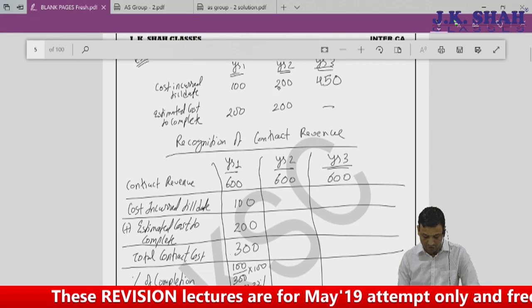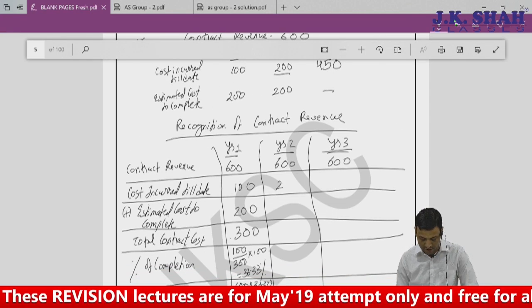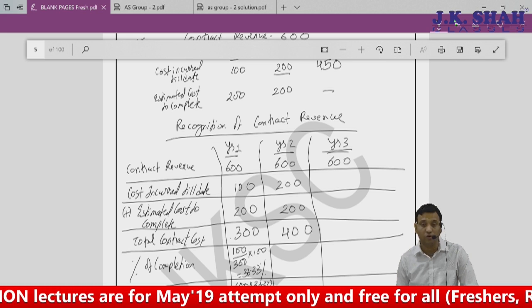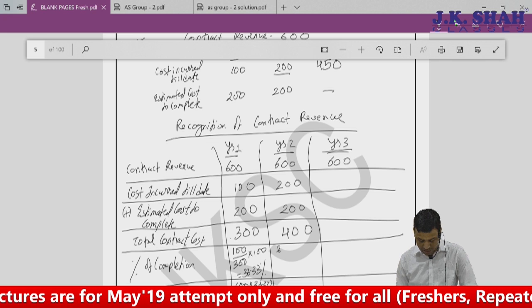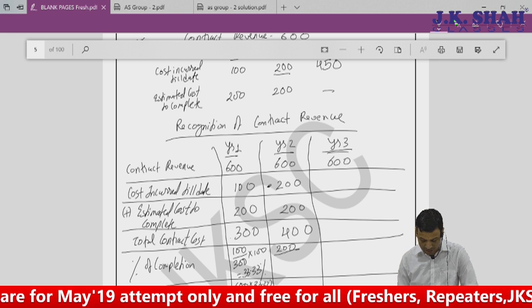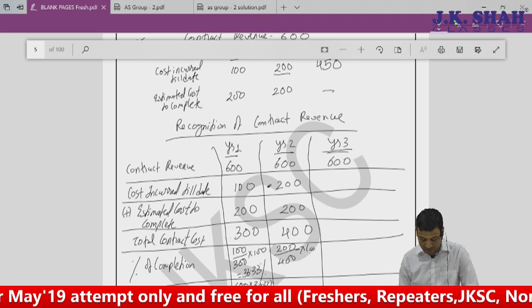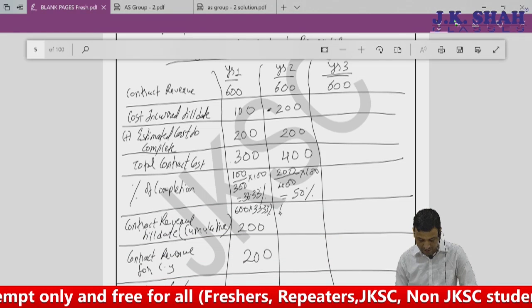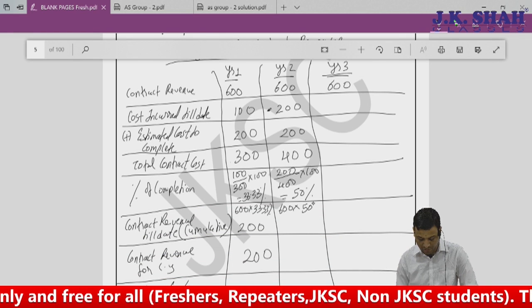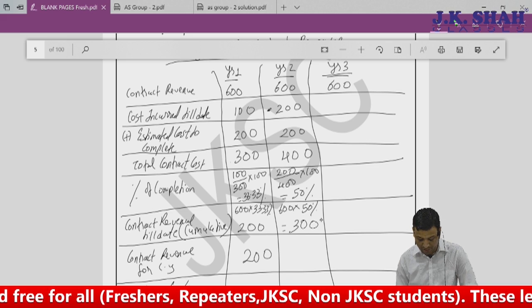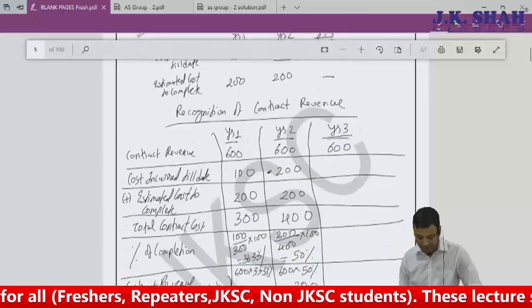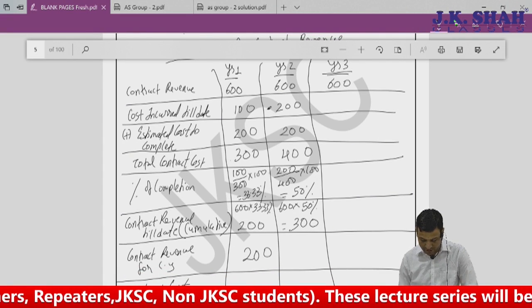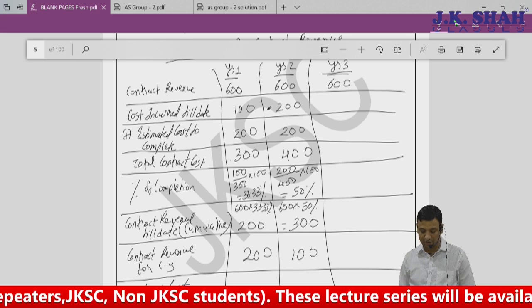Coming to the next year. What is the cost incurred till date? 200. You estimate that still 200 will be there, so my total contract cost will be 400. Percentage of completion: 200 divided by 400 into 100, so 50% work is over. How much revenue should I recognize? 600 into 50%, that is 300. Now 300 revenue I am recognizing, so contract revenue for the current year, 300 minus 200, is 100.